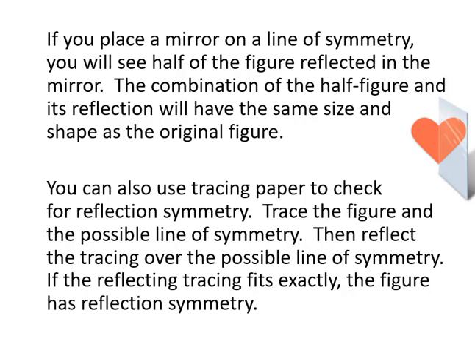If you place a mirror on a line of symmetry, you will see half of the figure reflected in the mirror. The combination of the half figure and its reflection will have the same size and shape as the original figure. You can also use tracing paper to check for reflection symmetry. Trace the figure and the possible line of symmetry. Then reflect the tracing paper over the possible line of symmetry. If the reflected tracing fits exactly, the figure has reflection symmetry.